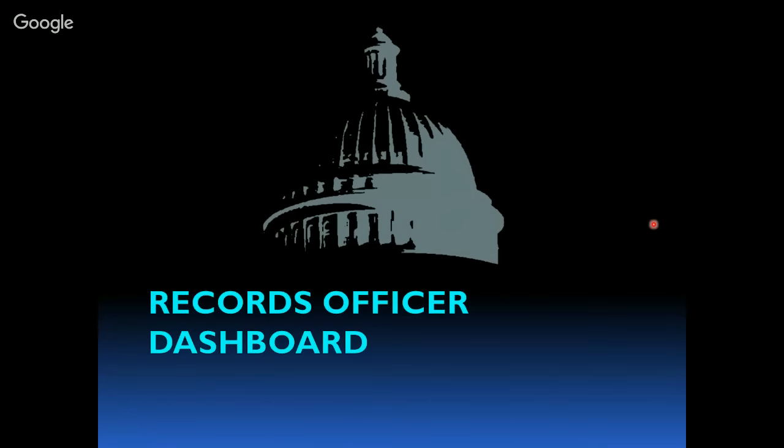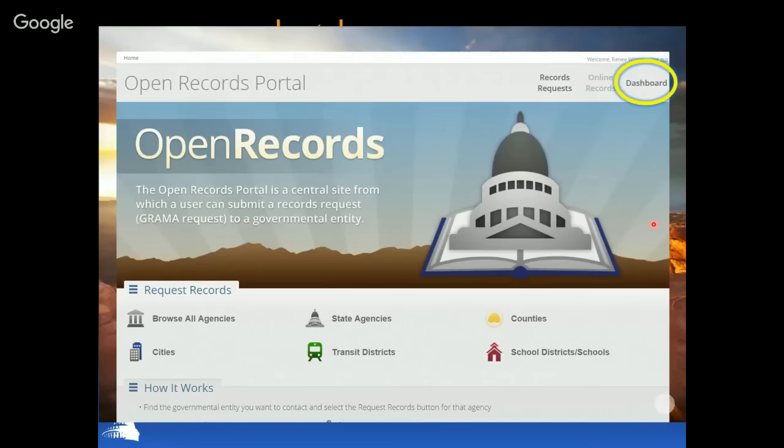The records officer dashboard is up already. You can view it when you go on the portal. You just click dashboard. If you log in and you do not see the dashboard, please let us know. We have had some people who've not been able to see it, and it usually is just because of email issues, the email used. But if you can't see that dashboard button, let us know, and we will figure out what's going on.